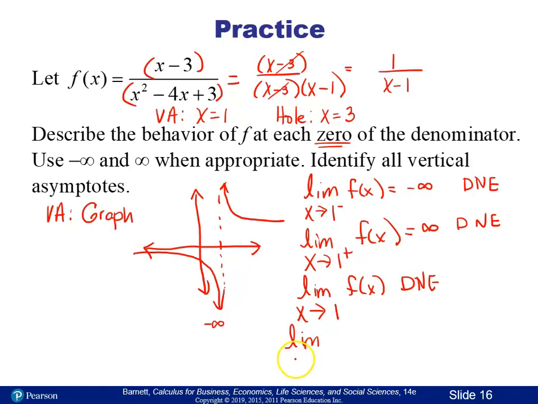And then finally, we want to look at the limit as it goes to the hole. So the hole was at 3. I'm going to plug that into the reduced function here. If I plug 3 into that, I'm going to have 1 over 2. So 1/2 would be the limit as it approaches 3.